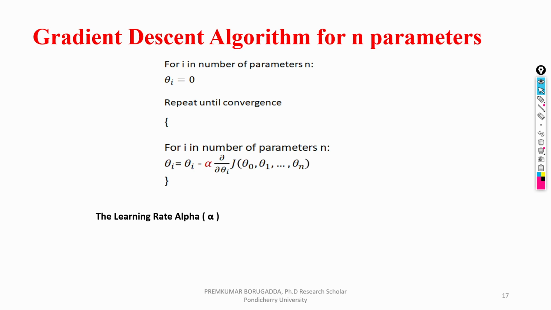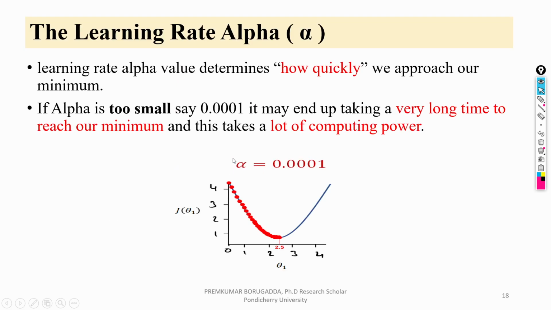Here, like the gradient descent algorithm, we are going to update the theta naught and theta 1 values with the help of the learning rate. Here alpha is the learning rate. The learning rate determines how quickly we approach the global minimum. If the alpha value is too small, like 0.0001, it will take more time to reach the global minimum, and it takes a lot of computing power. That's why we can't take the minimum value.